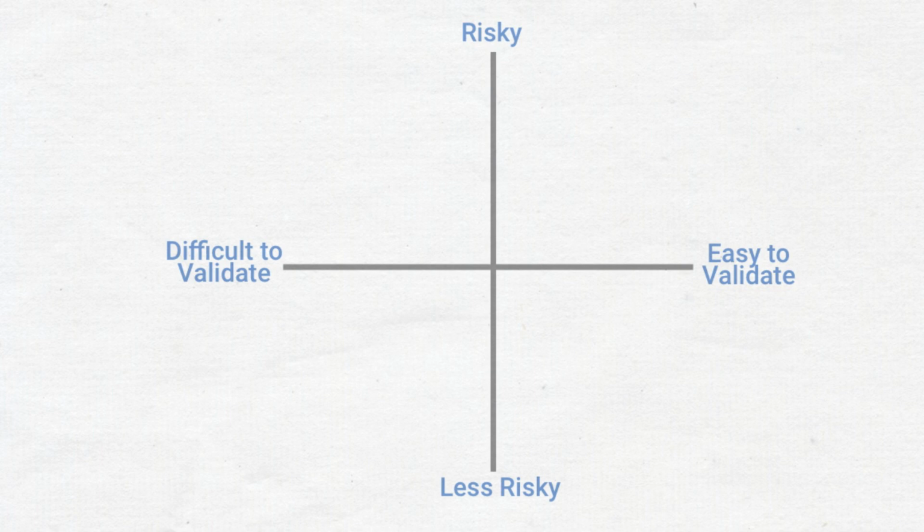Across the horizontal axis, the left side is assumptions that are difficult to validate. These assumptions will be challenging to prove true. The right side of the horizontal axis is the easy to validate assumptions. Let's walk through an example.